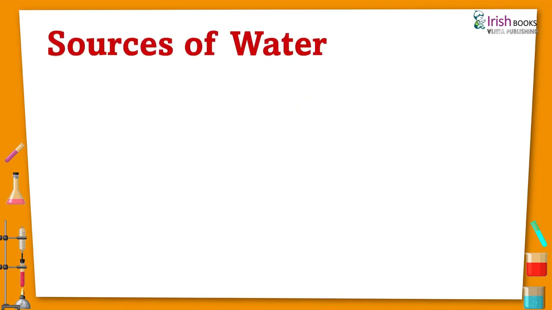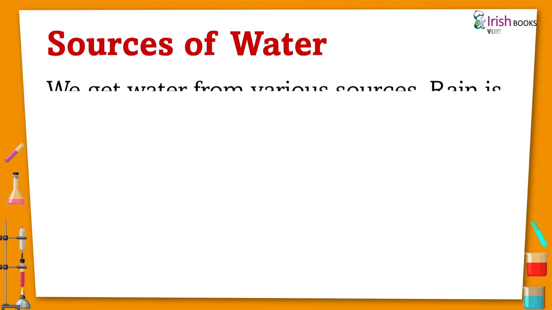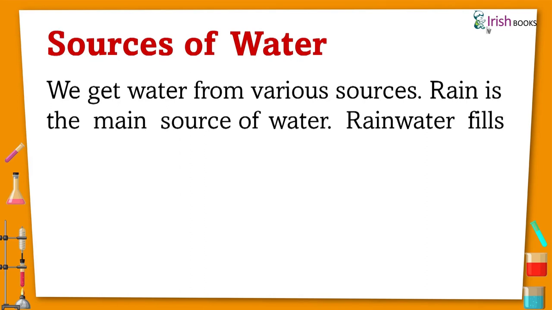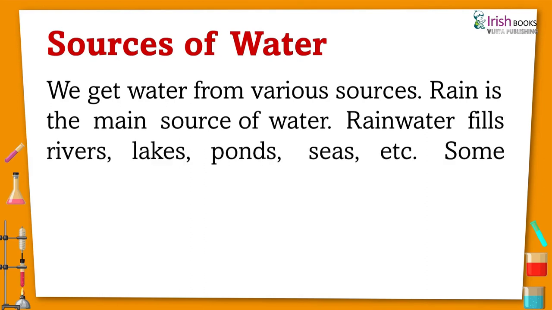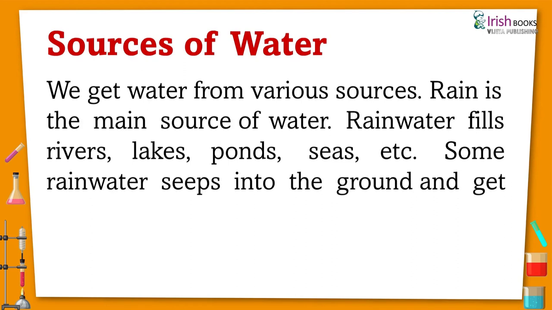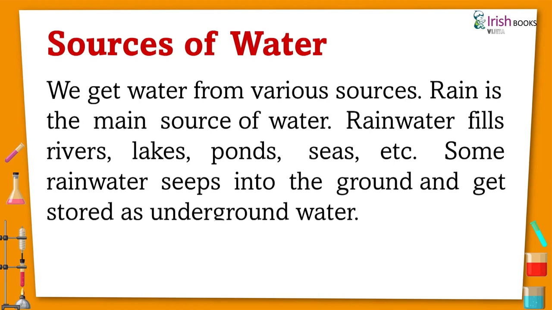Sources of water. We get water from various sources. Rain is the main source of water. Rainwater fills rivers, lakes, ponds, seas, etc. Some rainwater seeps in the ground and gets stored as underground water.